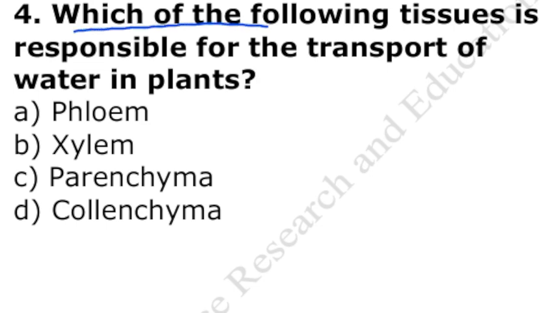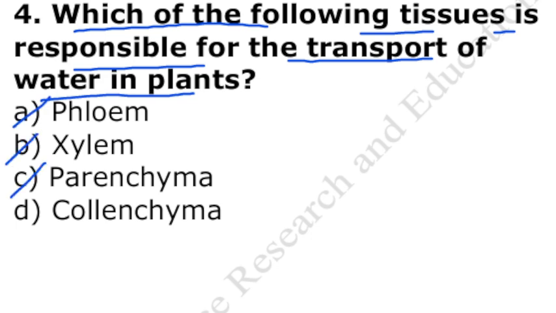Which of the following tissue is responsible for the transport of water in plants? Phloem, xylem, parenchyma, collenchyma. So among them, the xylem tissue is responsible for water and mineral transport.